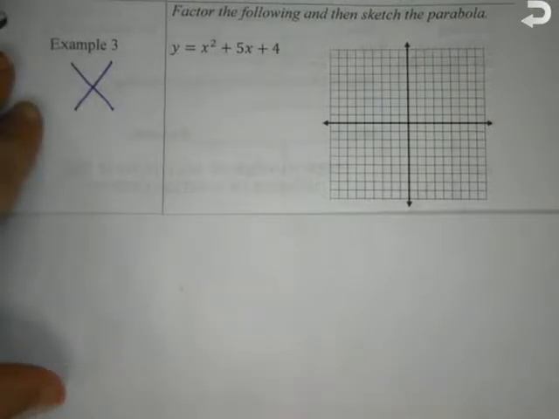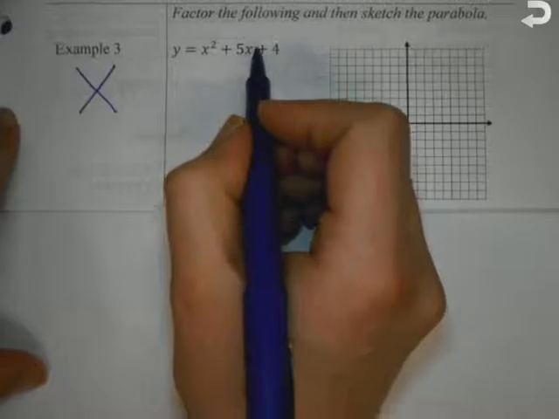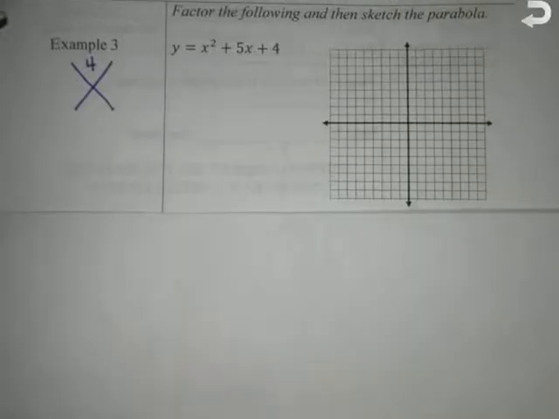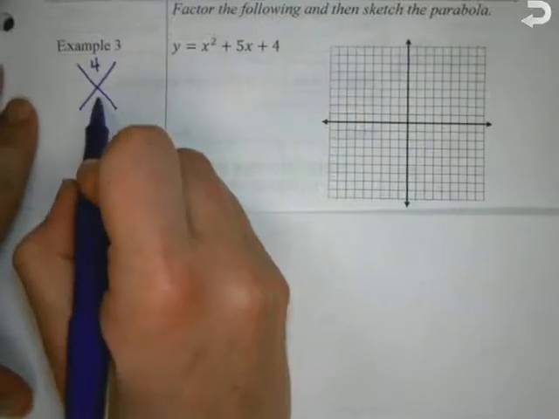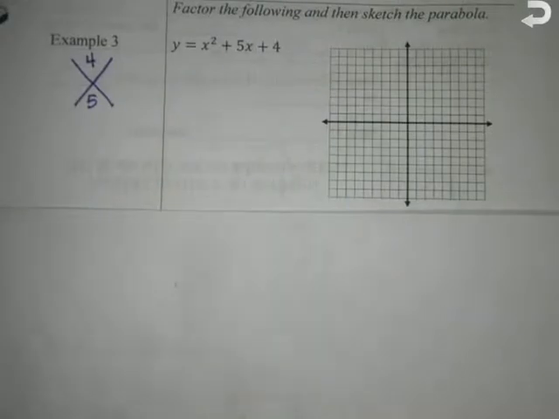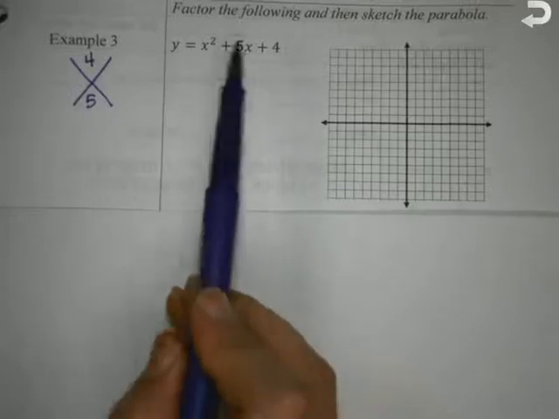So two numbers that multiply. Oh no, this is not a perfect square trinomial. I'll show you. So whenever you're factoring, you always use diamond? Not always, but for this one, yes. Okay, what are two numbers that multiply to 4 and add up to 5? 1 and 4.